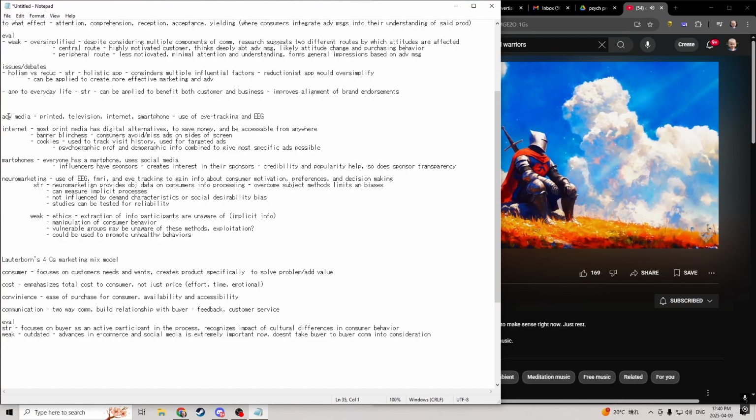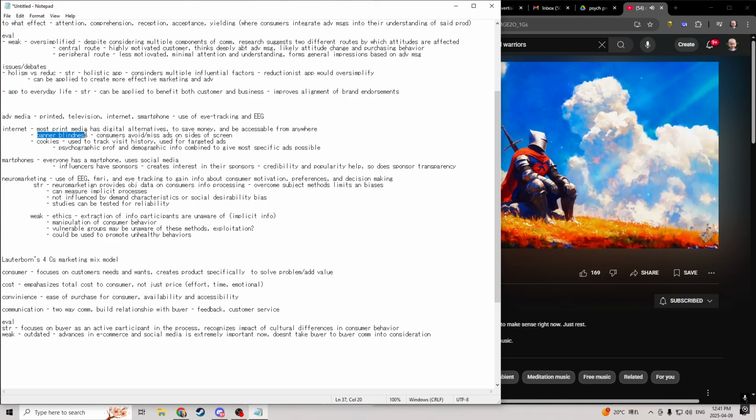Advertising media. So we have printed, television, internet, smartphone, and neuromarketing, aka use of eye tracking, EEG, fMRI stuff. So start out with the internet. Most print media has digital alternatives, and most everything is becoming digital now to save money, and also because the biggest possible audiences have access to the internet, the biggest markets. And of course, the internet can be accessible from anywhere.